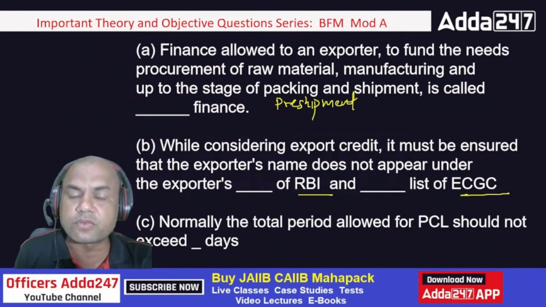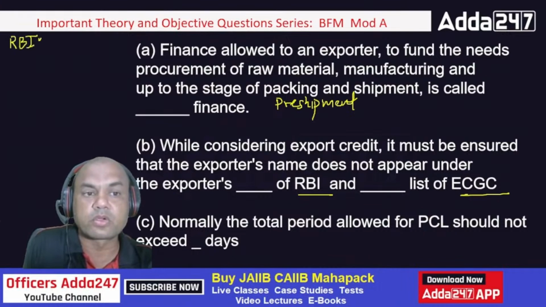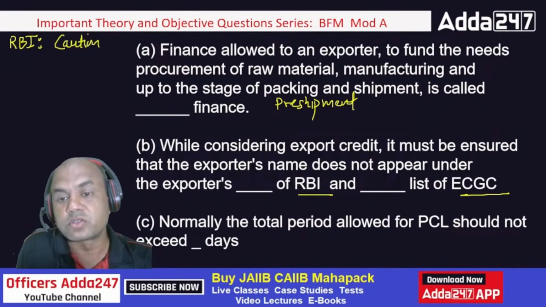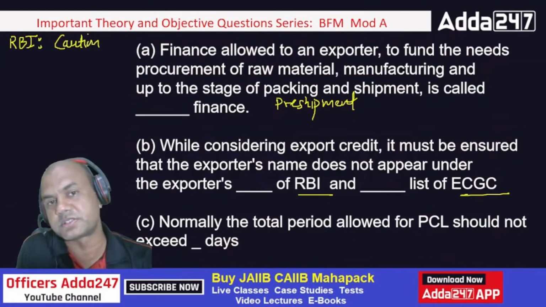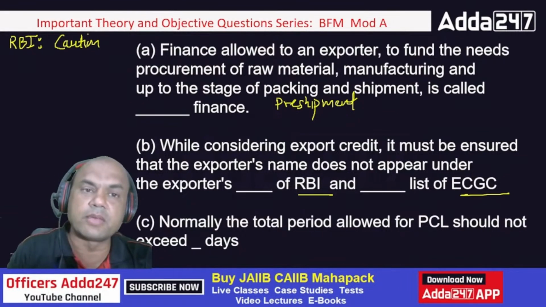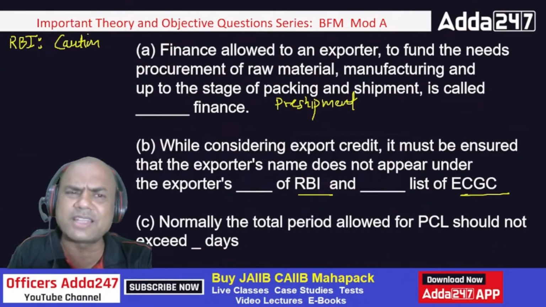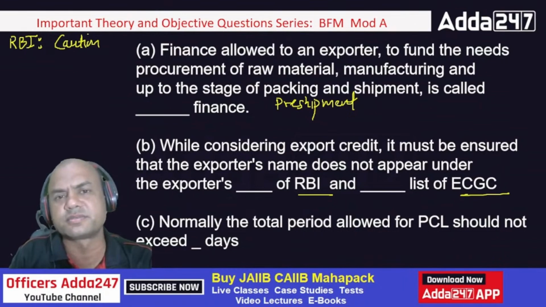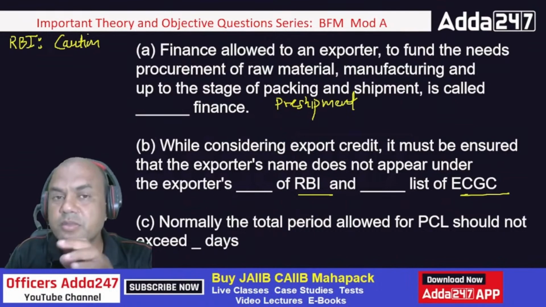Now what is that list of RBI called? RBI's list is called, always remember, the caution list. Caution means beware of these clients. So the customer who is coming to you, you should always check the name in that caution list. If the name appears there, it means that customer is not to be dealt with. Why does the name go into that list? Because there are certain problems with that person.